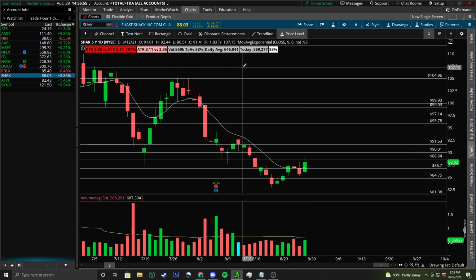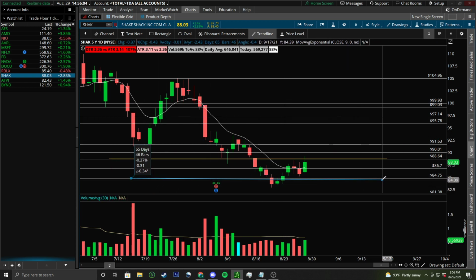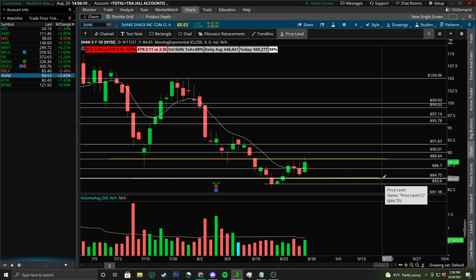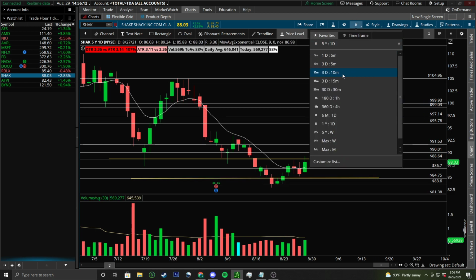So bigger levels here. What are we looking for? Above 88.60s, you have targets to 90, 91.60s, and so on. Below, I'd be looking below 84.75 and below this pattern. Don't ignore this pattern. So if you are going to play this for a break below under 84.75, that 83.60 is going to be huge.